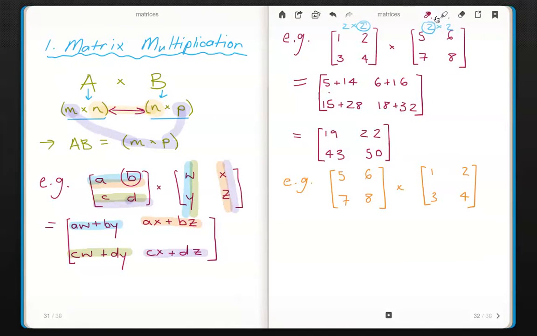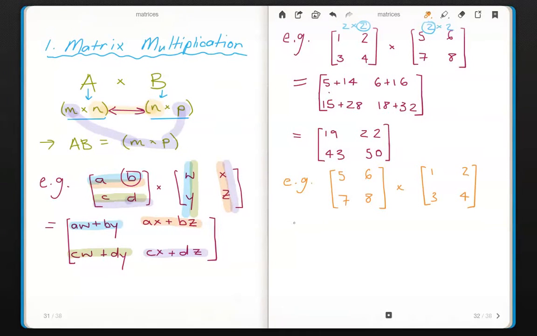So hopefully, again, that is making sense. If not, definitely write that down as a question to ask. So now what I'm going to look at, very important. Before we had 1, 2, 3, 4 times 5, 6, 7, 8. Now what we're doing is the opposite. We're doing 5, 6, 7, 8 times 1, 2, 3, 4.